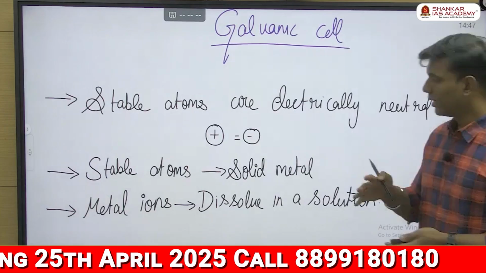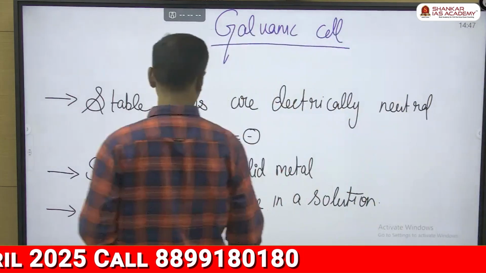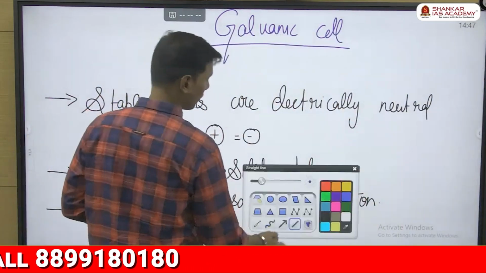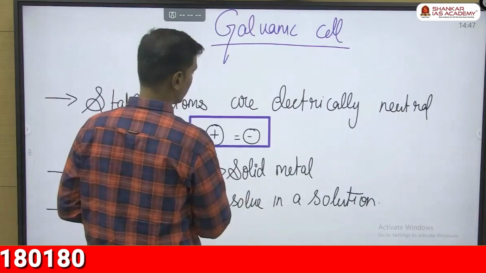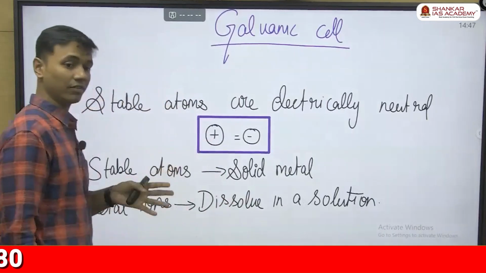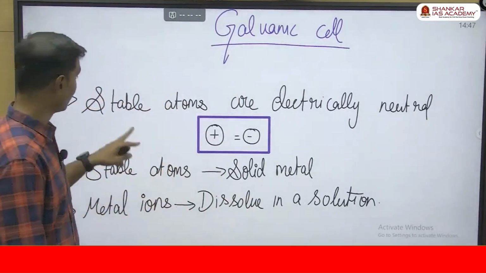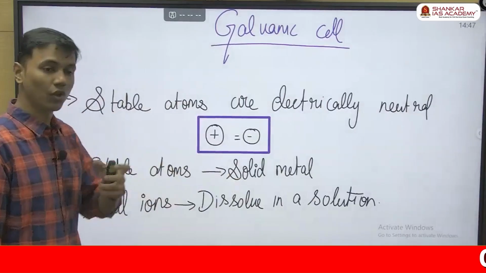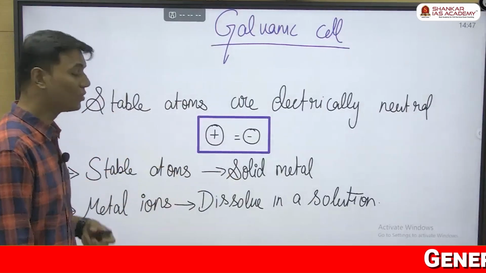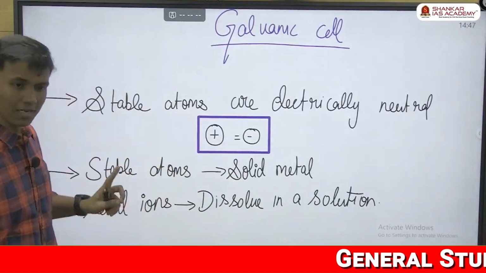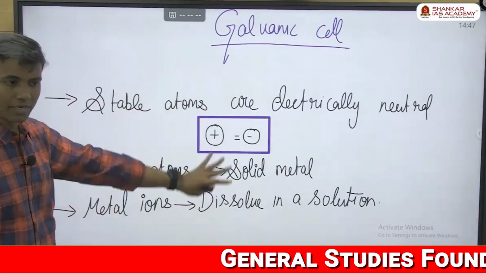So whenever the number of positive and negative charges are equal, what will be the state? Solid, liquid or gas? It will be solid state. Whenever positive and negative charges are equal, whenever it is reaching stability, stable atoms are in solid state. But when it loses electrons or gains electrons, it will dissolve in the solution. Do you have any doubts on these?